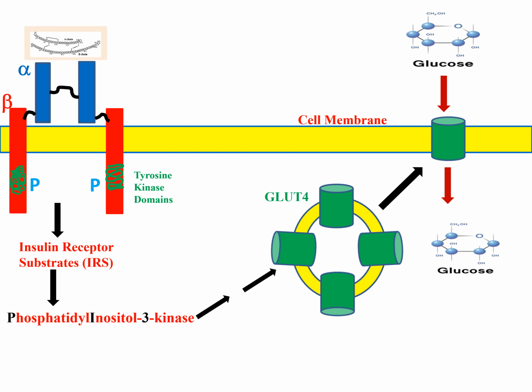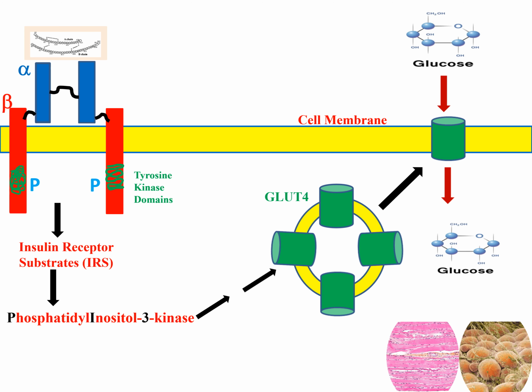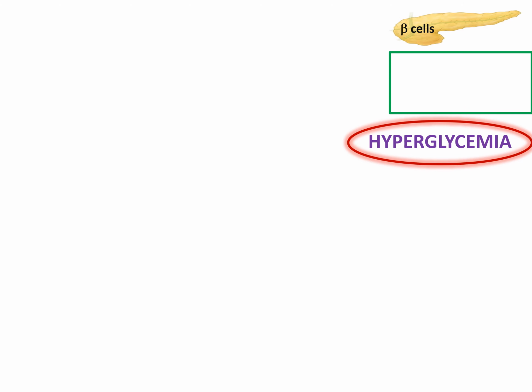One of the tissues that depend upon insulin to transport the glucose through glucose transporter type 4 are the adipose tissue, the skeletal muscles, and the heart muscles. The most important factor leading to hyperglycemia is the decrease in the secretion of insulin from the beta cells in the pancreas.